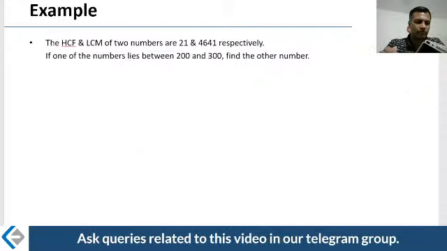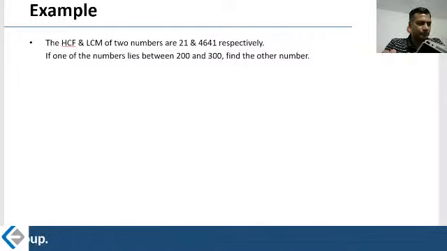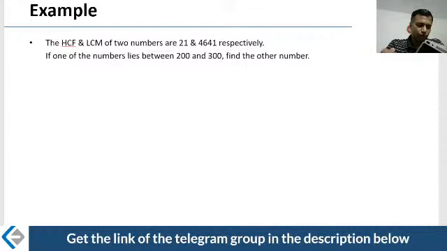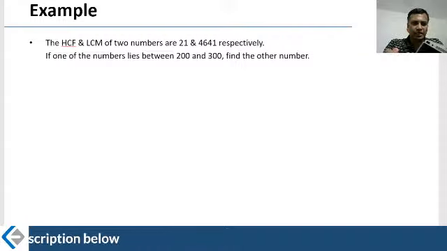Let's go with some of the application questions. One of the exam questions: the HCF and LCM of two numbers is 21 and 4641. If one of the numbers lies between 200 and 300, find the other number. Okay, I'll give a minute's time.